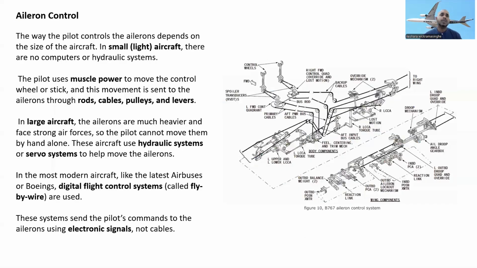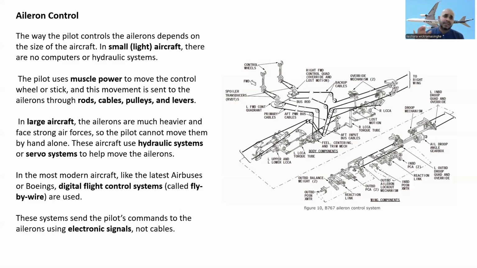Now, the aileron controls. The way the pilot controls the ailerons depends on the size of the aircraft. In small light aircraft, there are no computers or hydraulic systems. The pilot uses muscle power to move the control wheel or stick, and this movement is sent to the ailerons through rods, cables, pulleys, and levers.